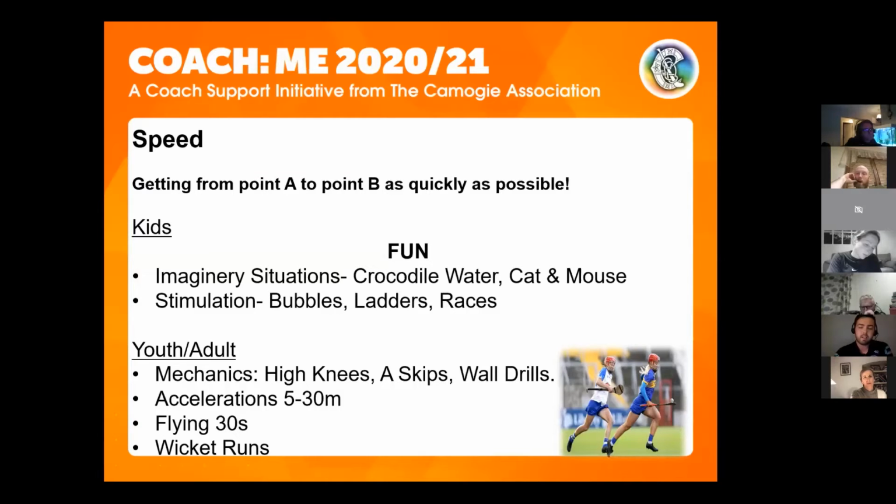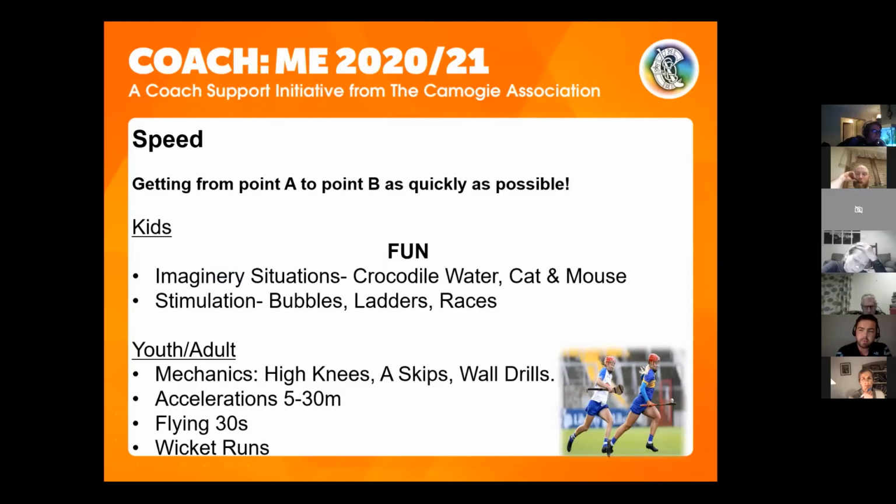Flying 30s are again maybe another drill to take note of, and this could be a flying 20, for example, but a flying 30 would generally be where you build up over 30 meters. By the time you get to 30 meters, you're at full sprint, and you're trying to maintain that from 30 to 60, and there's a 30-meter ease off then from 60 to 90. So it's a flying build up to 30, maintain it from 30 to 60, and then an ease off from 60 to 90. And we'll talk about rest and recovery just in a second.